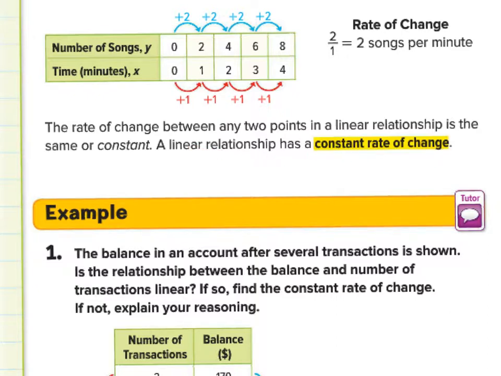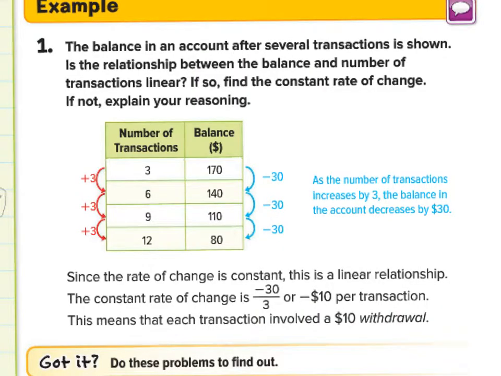Let's look at example 1. Here we have the balance in an account after several transactions. Is the relationship between the balance and the number of transactions linear? If so, find the constant rate of change. If not, explain your reasoning of why it's not linear. So let's see, number of transactions. They buy 3 things and we got $170. Okay.